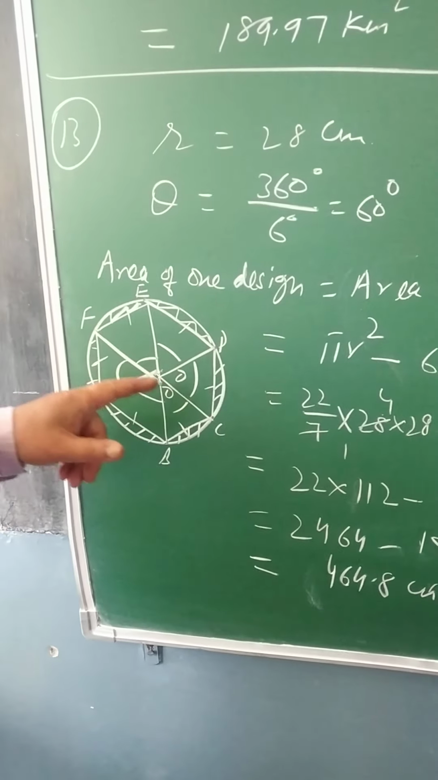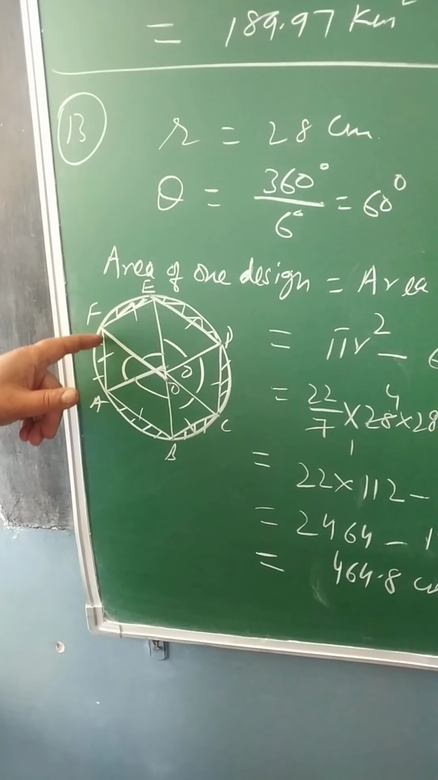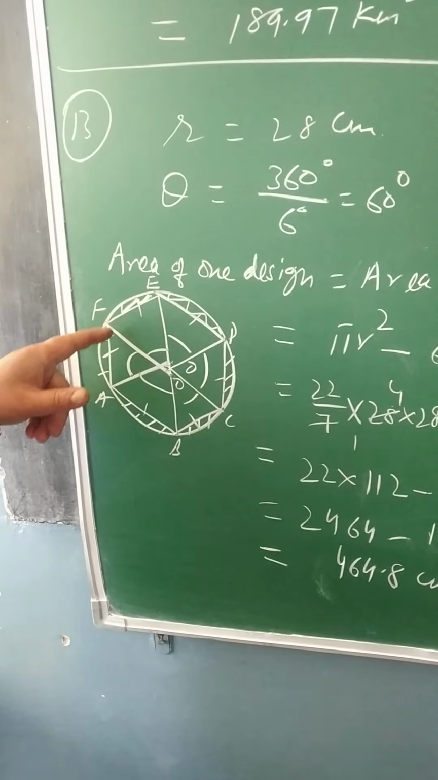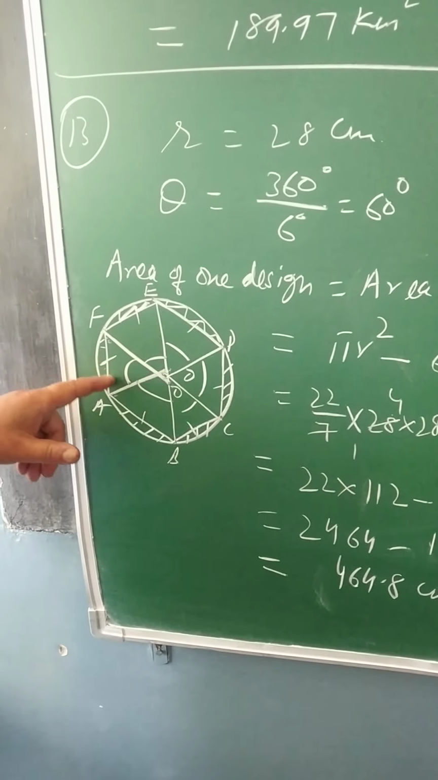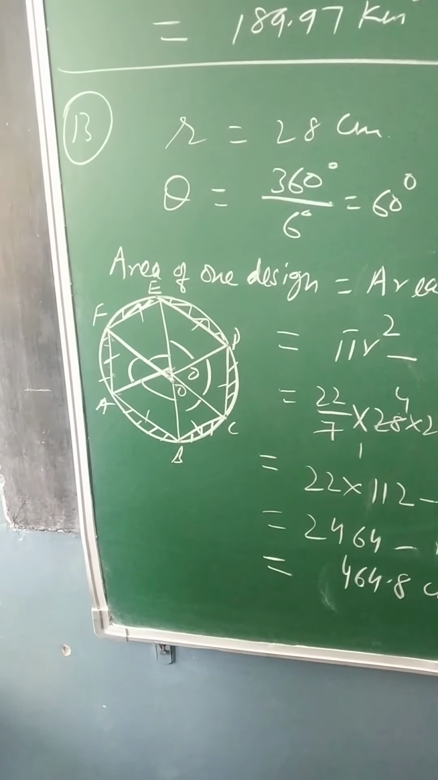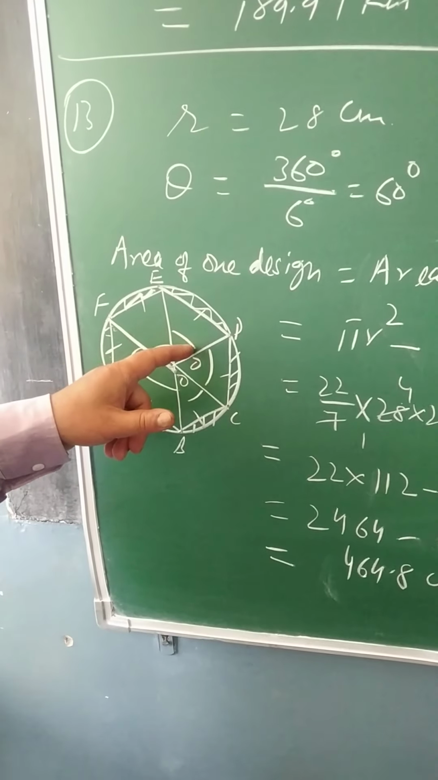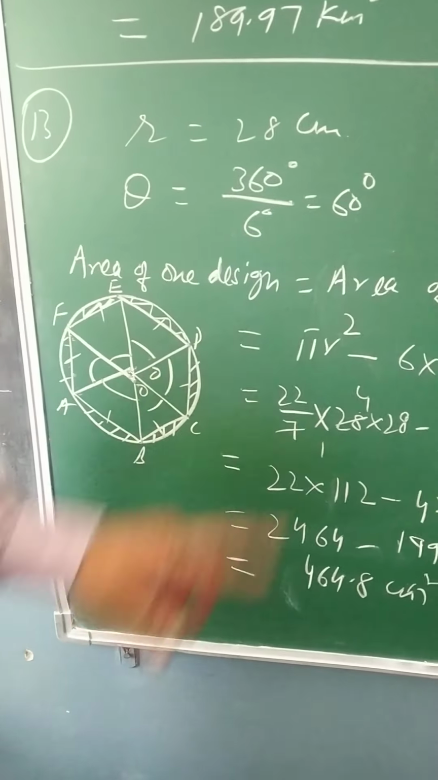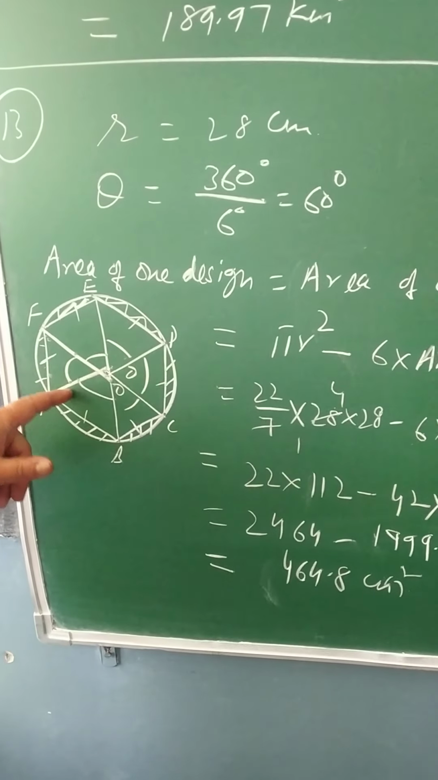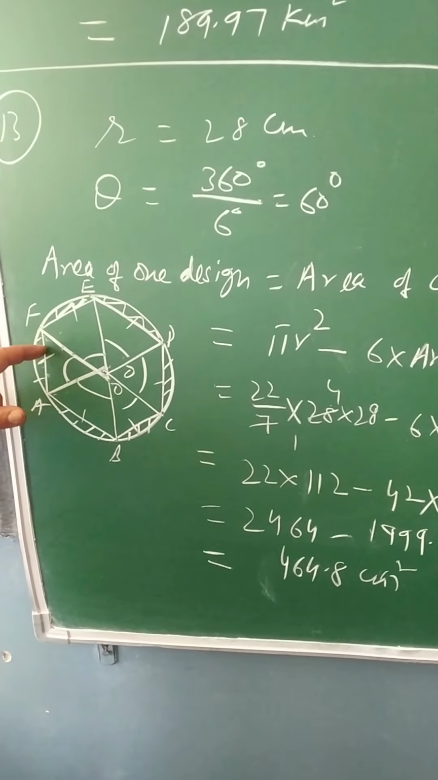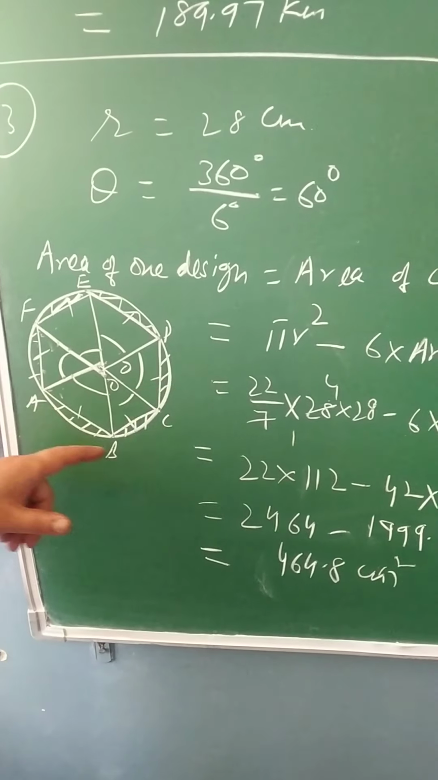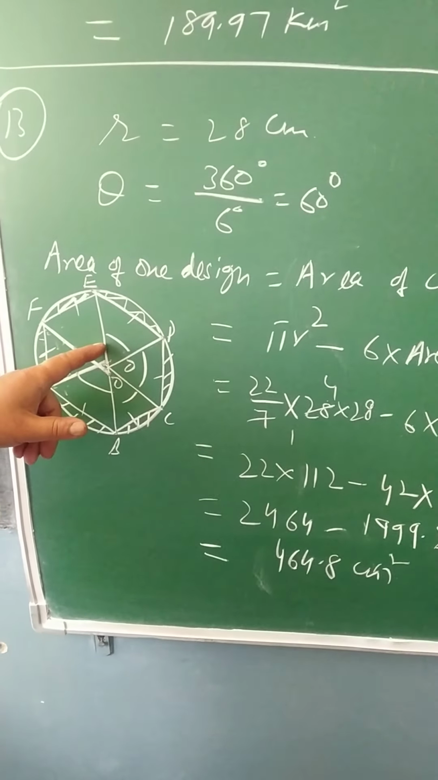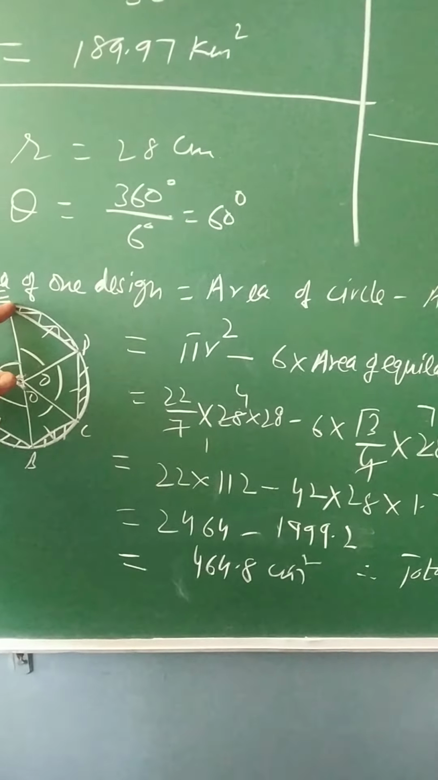These are the radii, so all are equal. As I said, when these all sides are equal, a regular hexagon is there, so these all 6 will be equilateral triangles, because when 360 is divided by 6, it will be 60 degrees. So when it is 60 and these are equal, this angle also will be 60, so I will get 6 equilateral triangles over there, the side of which is equal to 28, that is the radius of the circle.